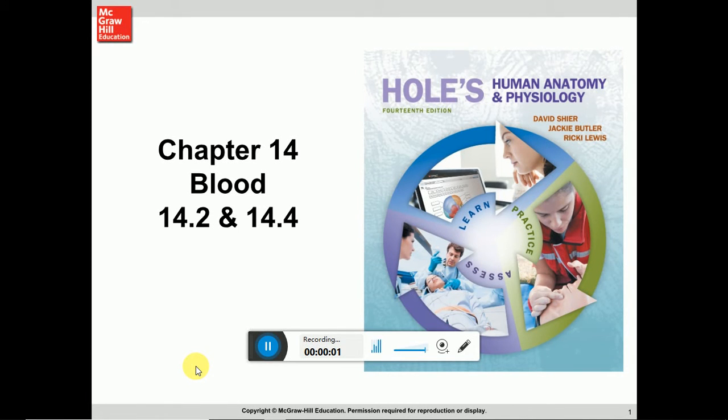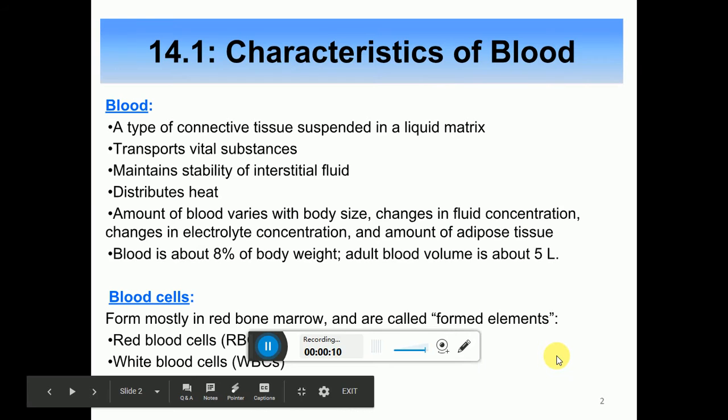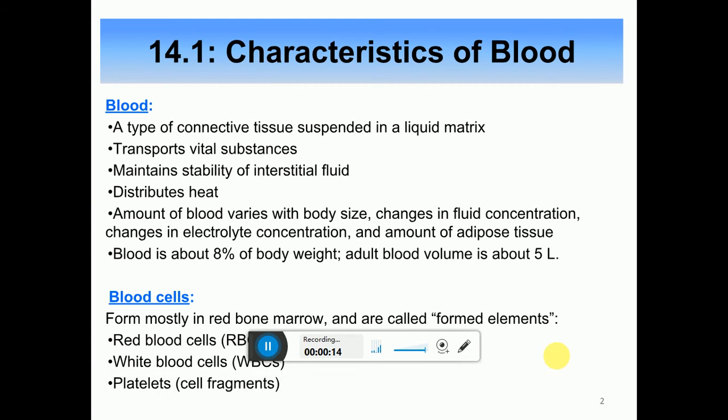This is going to be a recording of Chapter 14 for Baker College AP2 lecture. So first off, we're going to do a quick review on the characteristics of blood.